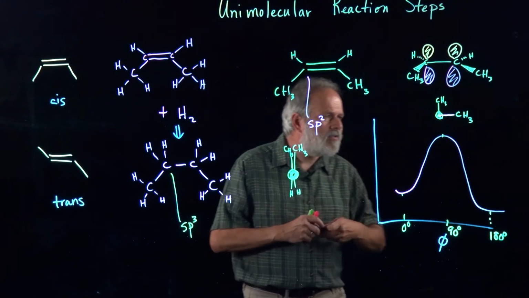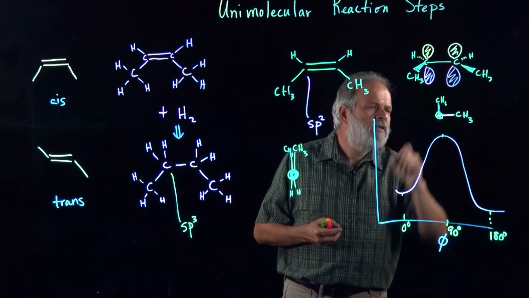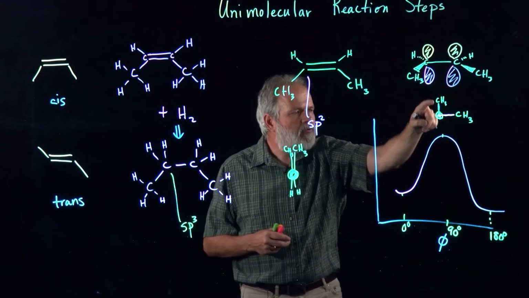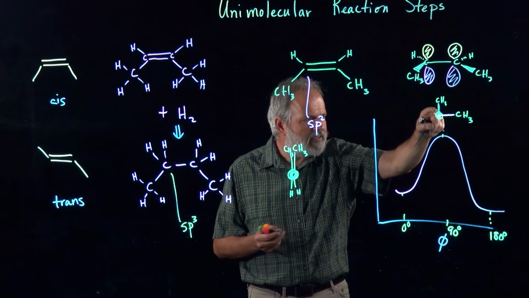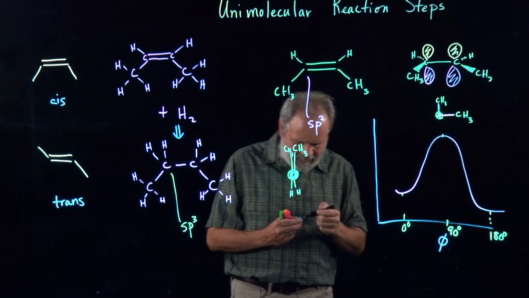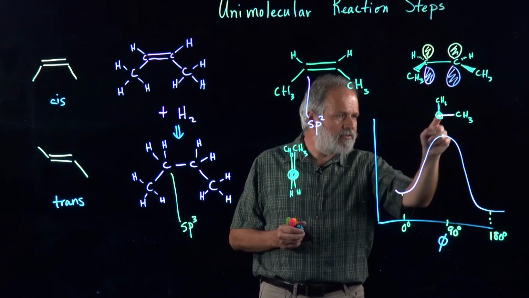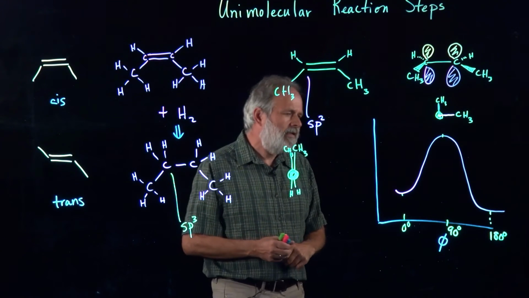Okay, so let me just draw the Newman projection in different colors. So the CH3 bond would only be drawn to here, then the rest of it's hidden. This one here is not hidden because it's in front, and so you see it like that. And so this angle, 90 degrees, is what's being plotted here. So that's the molecular structure of this thing.